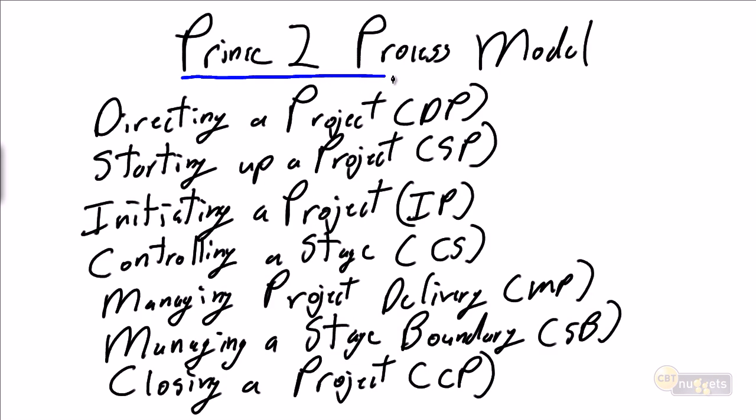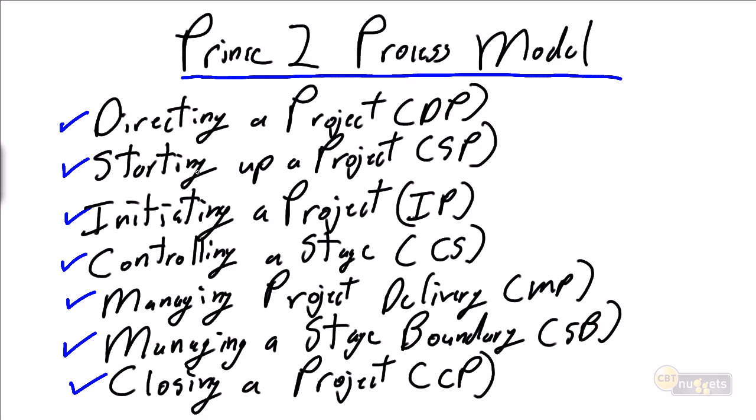And what's in the Prince2 model should come as no surprise to you. We've discussed it already in our overview nuggets. These are the steps of Prince2 as defined by following what we do as project managers. In this nugget, we'll provide an overview of directing a project, DP, starting up a project, SP, initiating a project, IP, controlling a stage, CS, managing project delivery, MP, managing a stage boundary, SB, and finally closing a project, or CP.